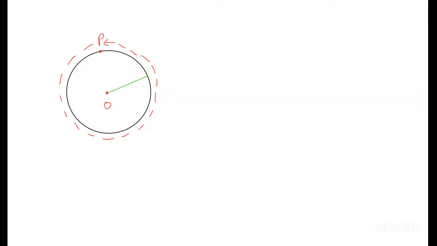Then we know the diameter. Double the radius is the diameter. From one end of the circle to the other end, passing through the center of the circle, is your diameter.